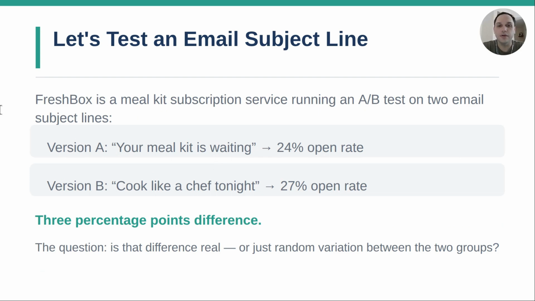Let's make this concrete. Freshbox is a meal kit subscription service, and they're running an A/B test on 2 email subject lines to see which drives more opens. Version A is, "Your meal kit is waiting." It gets a 24% open rate. Version B is, "Cook like a chef tonight." It gets 27%. That's a 3 percentage point difference. The question is, is that a real 3-point gap? Is version B genuinely better? Or did it just happen to have a slightly better result in this particular sample by random chance? That's exactly what statistical significance will tell us.